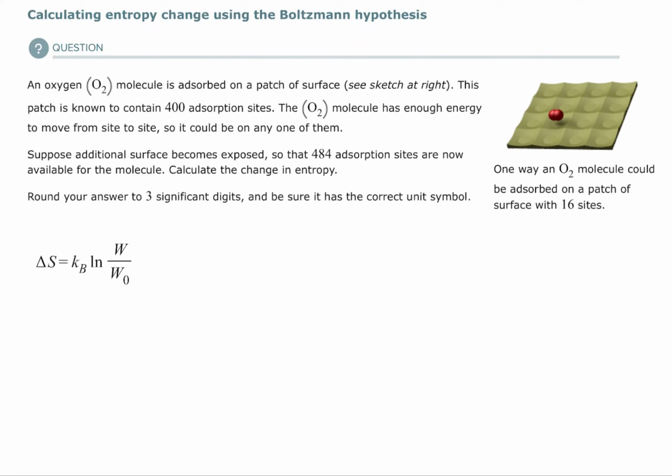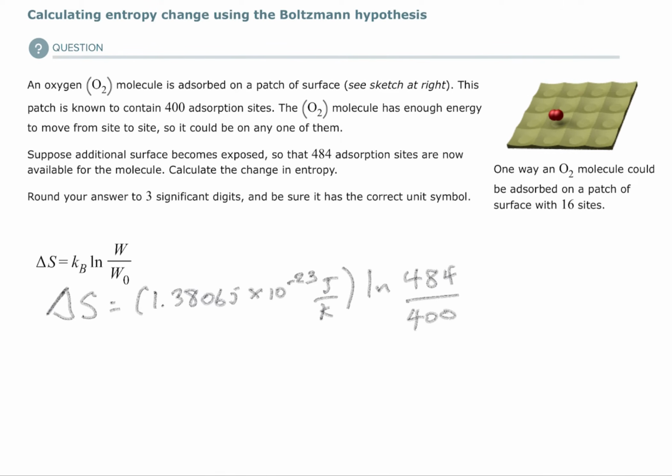The more places you have for a molecule to stick to, the more random places you have to put it, then the entropy is going to expand or get bigger. So you know that the natural log of W in this case is being replaced by the fractional part, so the W that you have at the end divided by your original W. So my original W here is 400 adsorption sites. And my final W is the larger number of 484.